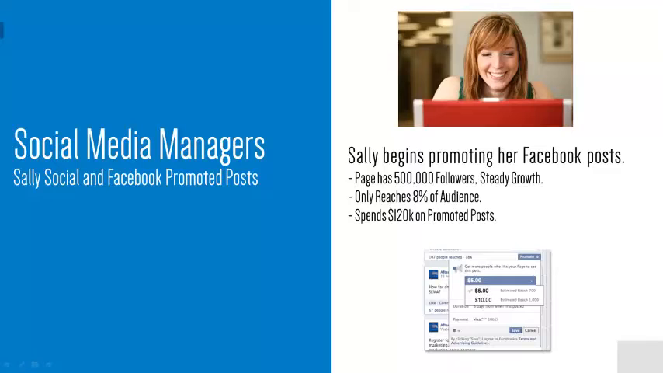Sally has a large page. She has about 500,000 followers already. She's getting steady growth. But the problem she's running into is that she wants to unlock reach to the rest of her followers. She's only reaching about 8% of her audience per post. No matter how well she writes the copy, she's not ever clearing that barrier. So she decides that she's going to spend about $120,000 over the course of the year on various promoted posts.